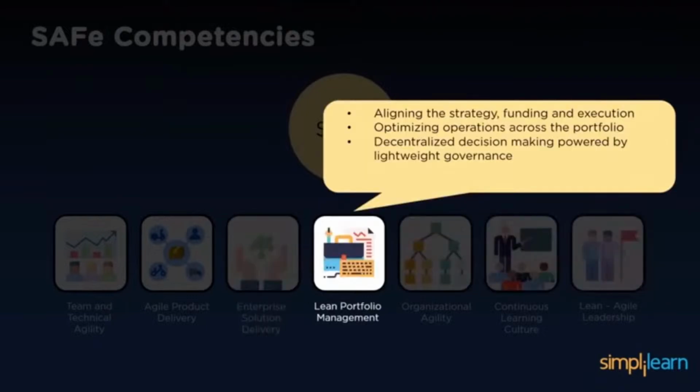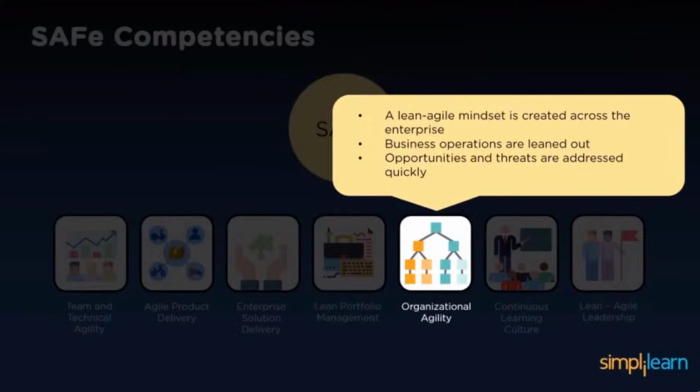Lean portfolio management basically focuses on aligning the strategy, funding and execution, optimizing operations across the portfolio, with decentralized decision making powered by lightweight governance. Then organizational agility. A lean agile mindset is created across the enterprise.